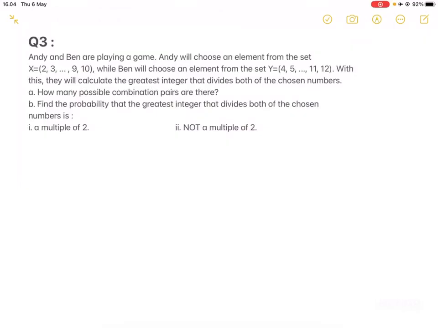Number 3 is a challenging one with an extra twist. Andy and Ben are playing a game. Andy would choose an element from the set X, which contains the elements 2, 3, 4, 5, 6, 7, 8, 9, 10, while Ben would choose an element from the set Y, which contains 4, 5, 6, 7, 8, 9, 10, 11, and 12. With these two chosen numbers, they will calculate the greatest integer that divides both of the chosen numbers. How many possible combination pairs are there?